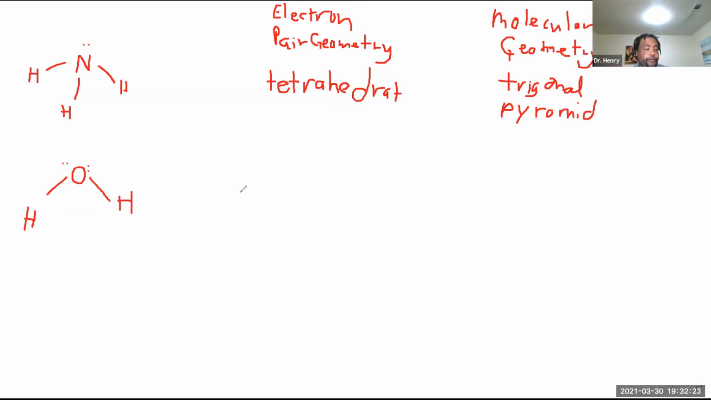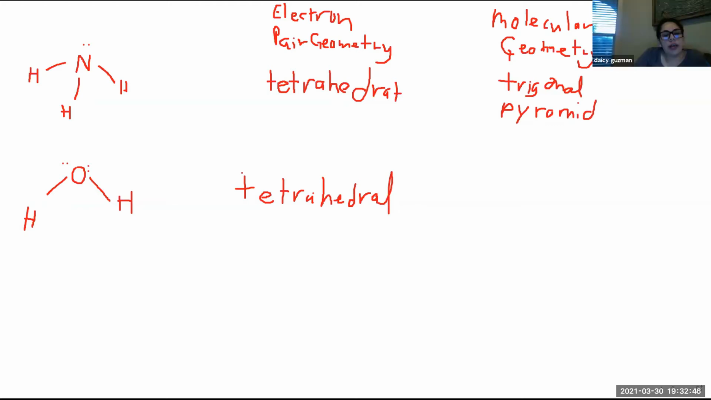Okay, water has, in this case, four attachments, 1, 2, 3, 4. So again, it's going to be tetrahedral. So you're counting the lone pairs as an attachment as well? Yep, only when we talk about the electron pair geometry. That's why we make the distinction. Okay.